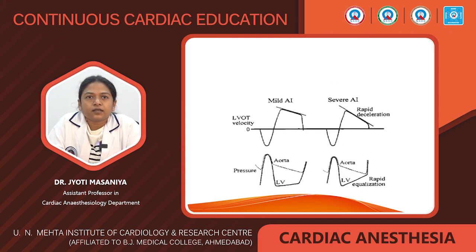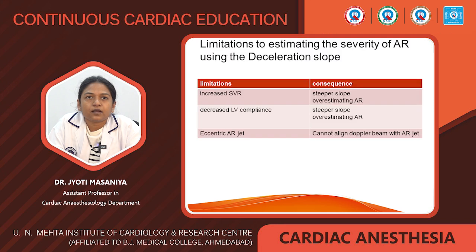You can see in this figure there is an association between the LVOT velocity and the pressure between the aorta and the LV. In a patient with severe aortic insufficiency, the deceleration slope is steeper, because the pressure between the LV and the aorta rapidly equilibrates. Limitations to estimating the severity of AR using the deceleration slope: first is increased SVR.